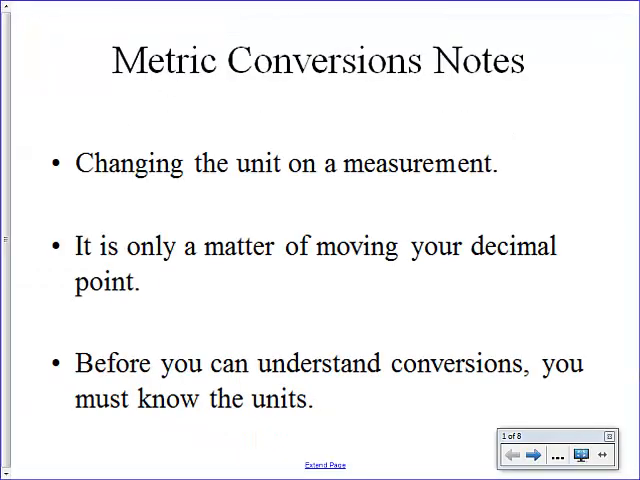Today we're going to talk about metric conversions. We are going to be changing the unit on a measurement. All that you have to do is move your decimal point. Before you can understand conversions completely, you need to know what the units are.